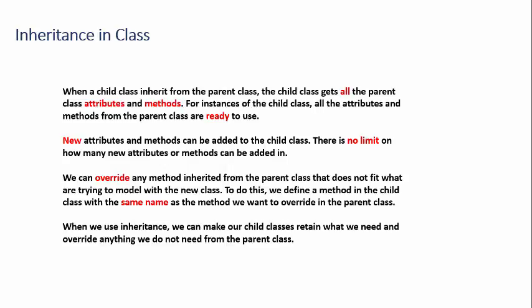We can override any methods inherited from the parent class that do not fit what we're trying to model with the new class. To do this, we define a method in the child class with the same name as the method we want to override in the parent class. When we use inheritance, we can make our child class retain what we need and override anything we do not need from the parent class.